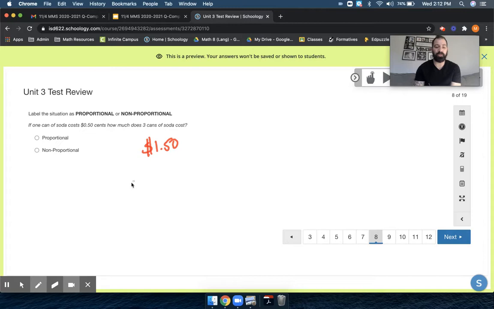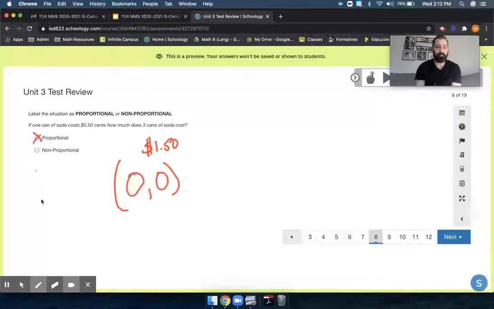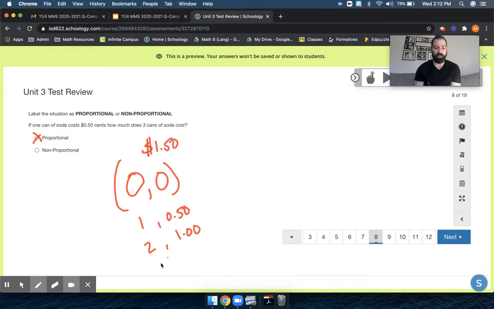But what you think is, if I buy 0 cans of soda, how much would that cost? Well, that would cost $0. And we're going up 50 cents every time. Be proportional. Goes through 0, 0. 0 cans, $0. And every one after that is going to go up by 1 and up by 50 cents. And that would be my table.